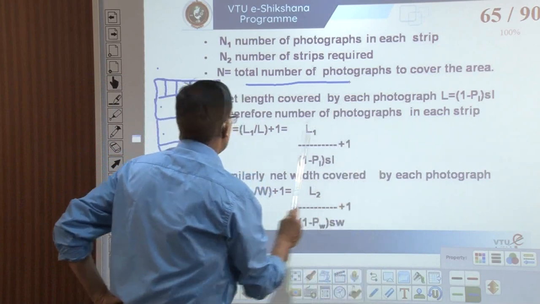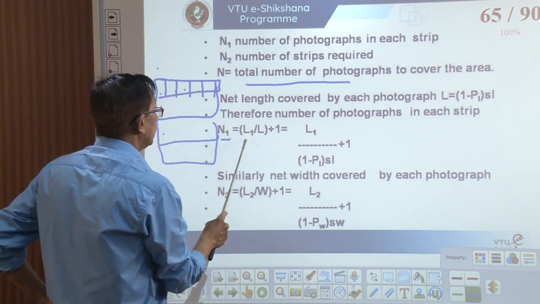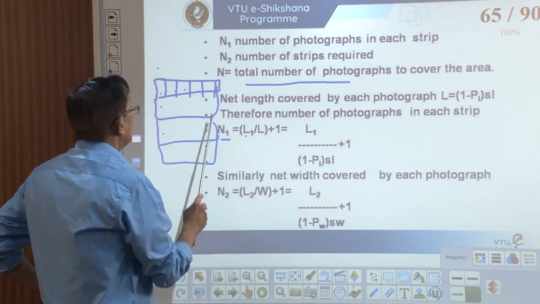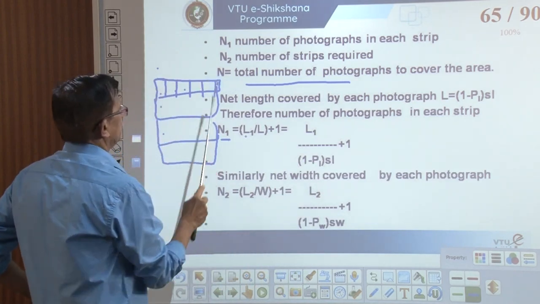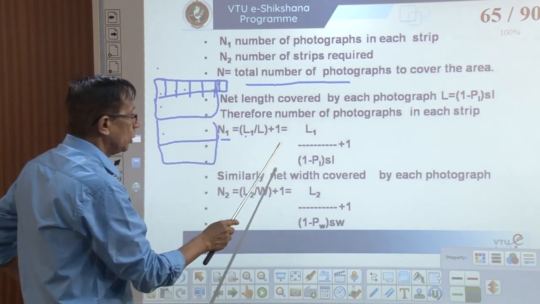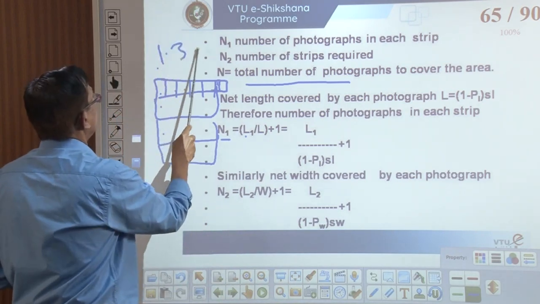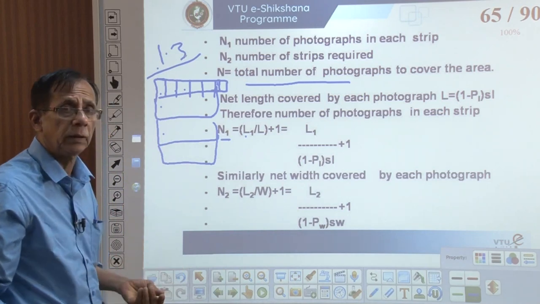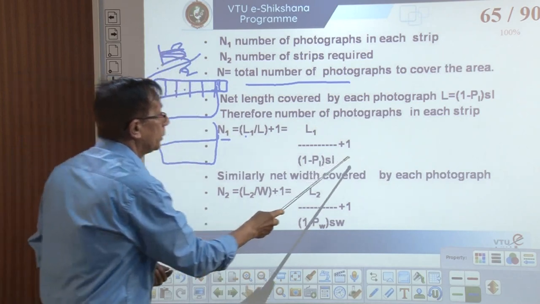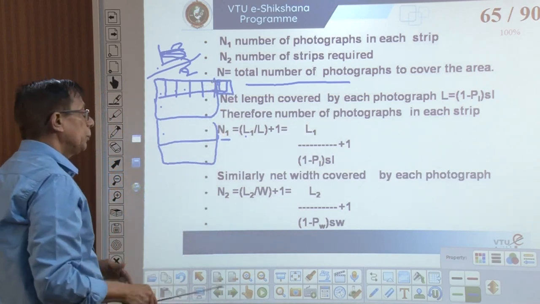Therefore, the number of photographs in each strip, how much? N1, the number of photographs, equals L1 divided by the net length, plus 1. Plus 1, because suppose a small area is left out; I have to complete that area. In this case, there is nothing like half or say 1.3 photograph. 0.3 is meaningless. It should be the next higher, that is 2. Therefore, plus 1 means we add one more photograph to cover this area, both to have overlap and cover the entire area.